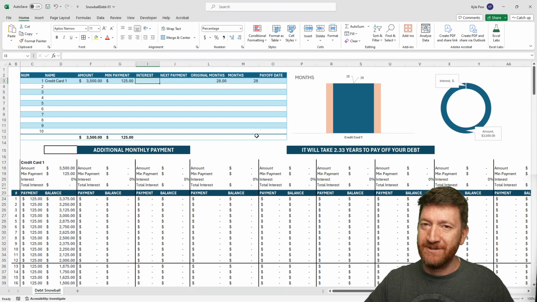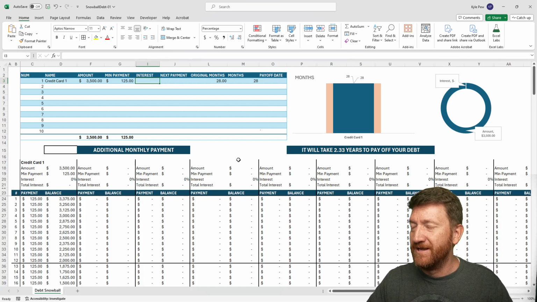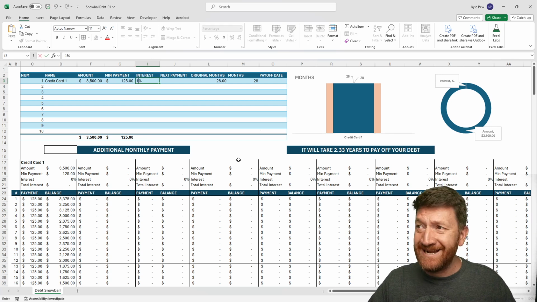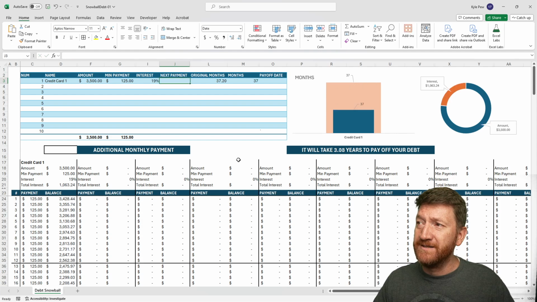Interest. All right. Let's see, credit card. Credit cards are killers. Let's see, I currently have a 19% interest rate on that card. All right, tab over. So now we're starting to see, if I'm putting $125 towards that loan amount, that credit card, I'm starting to still pay it down. But now with 19%, it's taking just roughly 37 months to pay that off.